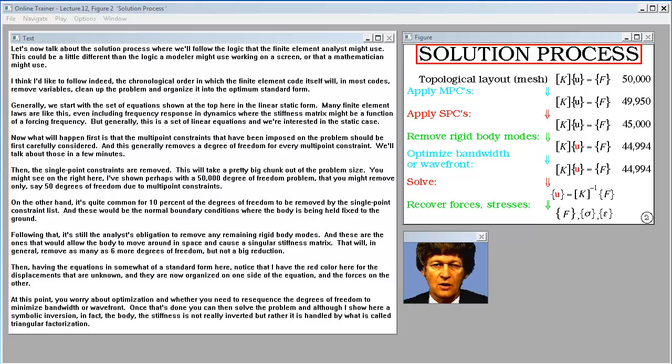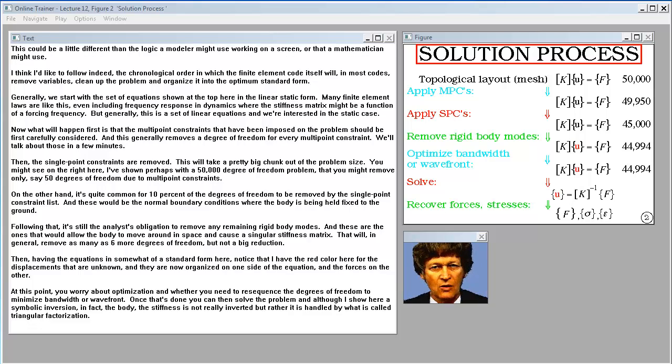Let's now talk about the solution process, where we'll follow the logic that the finite element analyst might use. This could be a little different than the logic that a modeler might use working on a screen, or that a mathematician might use. I think I'd like to follow, indeed, the chronological order in which the finite element code itself will, in most codes, remove variables, clean up the problem, and organize it into the optimal form.